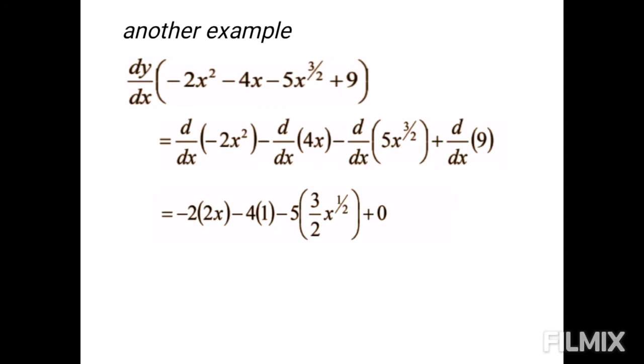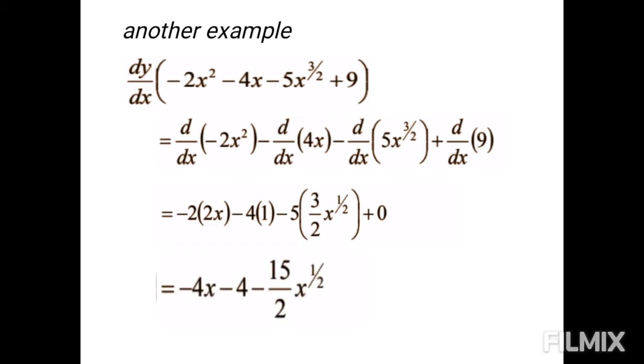And how can we get the derivative of this portion? By the use of the constant multiple rule, we have 5 as our constant multiplied to the derivative of x raised to 3 halves. So we need to multiply this 3 halves to our base x. That's why we have 3 halves x raised to 3 halves minus 1, which is 1 half. And how about this one? The derivative of the constant 9 will be 0 by the use of our constant rule. And then move forward and perform it.